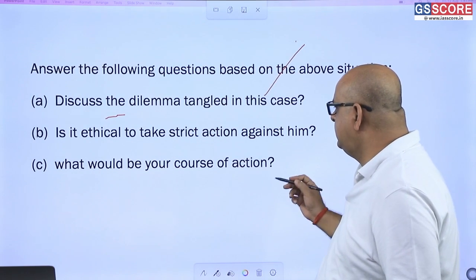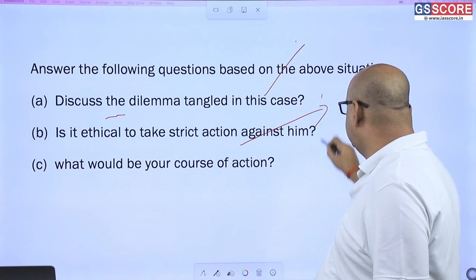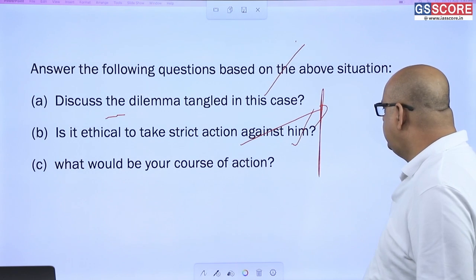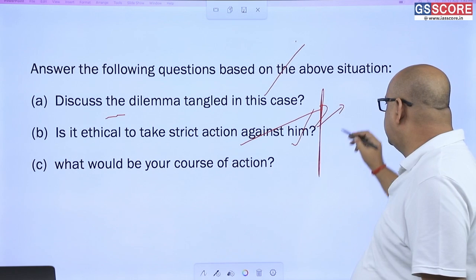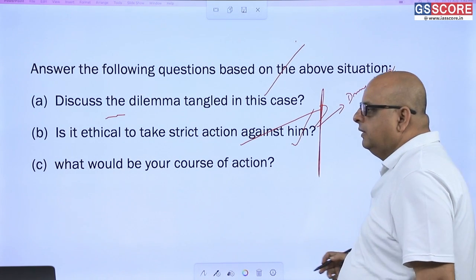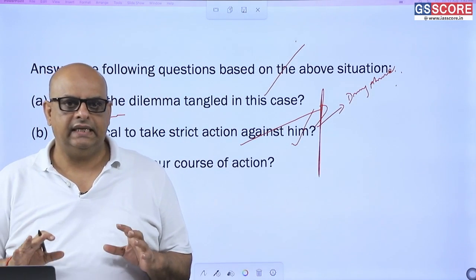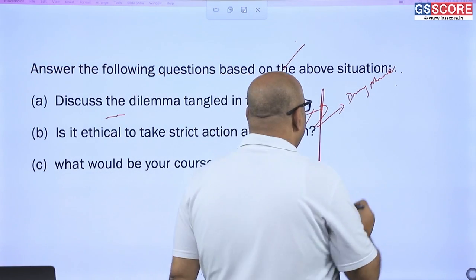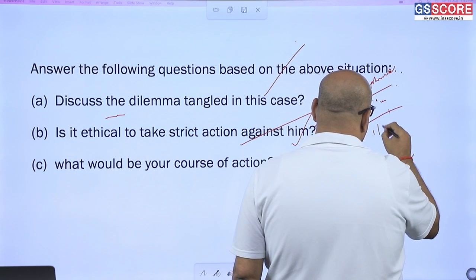Now it says, discuss the dilemma in that angle. Is it ethical to take a strict action? Let's take this option itself. Right. So why does it talk about the strict? Because this is a typical case of drug abuse. In this case, whether it is for personal consumption or professional, the question is basically that it's a case of drug abuse and it's completely illegal.